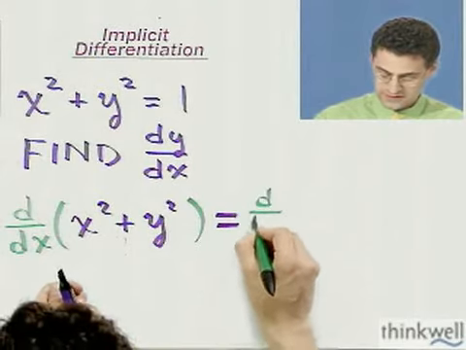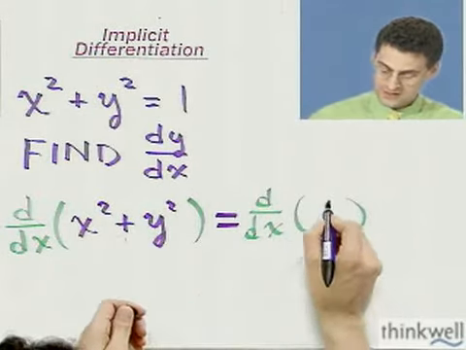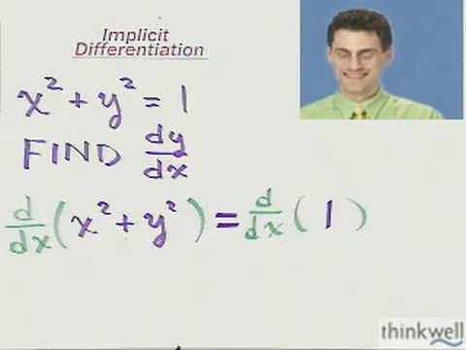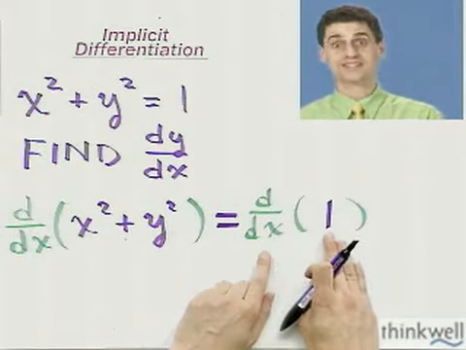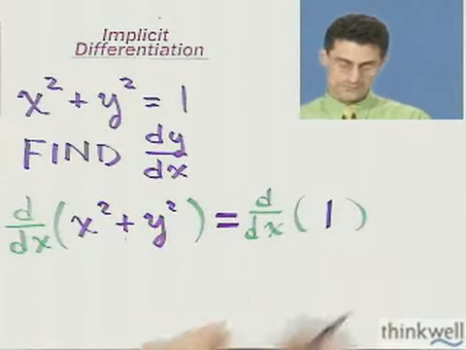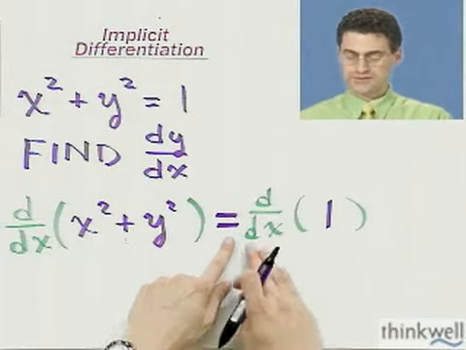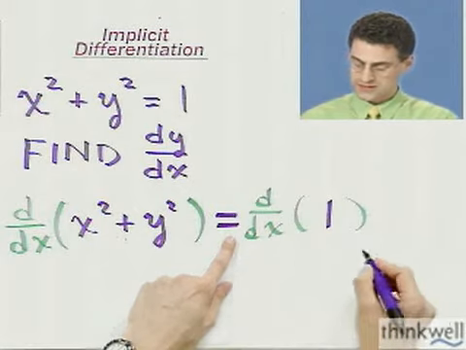By the way, one of these sides is very easy to differentiate. Can you guess which one it is? This side's not too hard. The derivative of a constant is 0. So that's not going to be the big brain teaser here. So in fact, why don't we just do that right now? The derivative of this 1, the derivative of a constant, is 0. So in fact, this right-hand side equals 0.